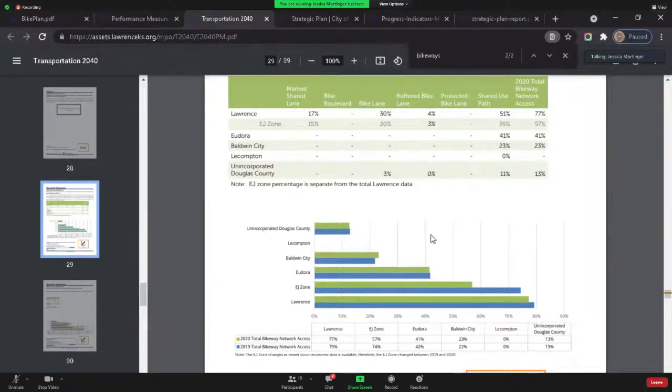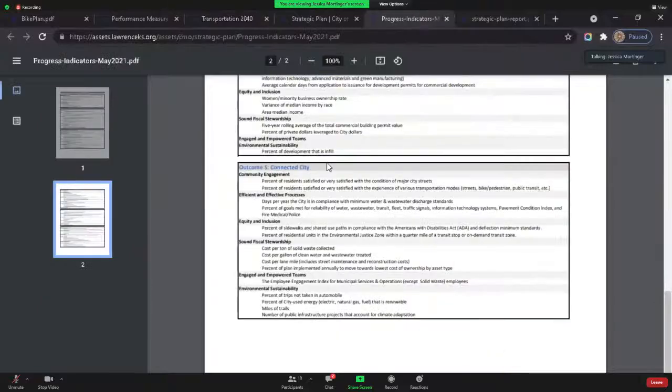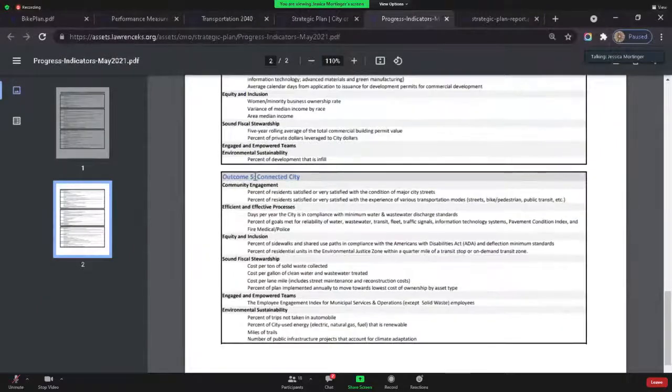And part of that will be fascinating. In the strategic plan for progress indicators, if you pay particular attention to Connected City, there's the percentage of residents satisfied or very satisfied with the experience of various transportation modes. This was a question we asked in the last Transportation 2040 plan development, but it wasn't statistically significant. So this is going to be a particular measure where, when Dave talks about different phases of development, this is going to have to be multiple new questions added to the statistically significant ETC survey that the city does.